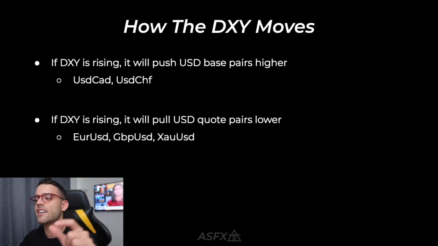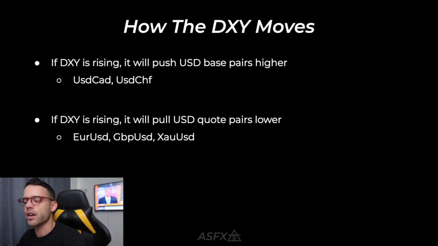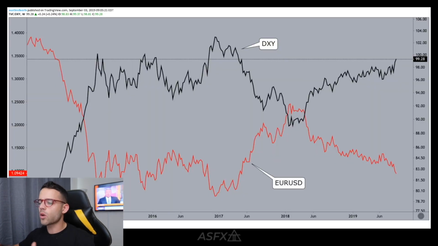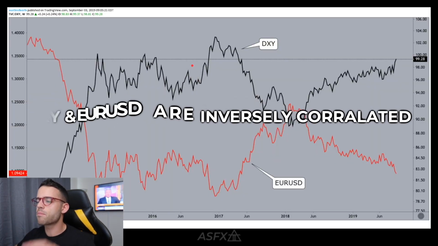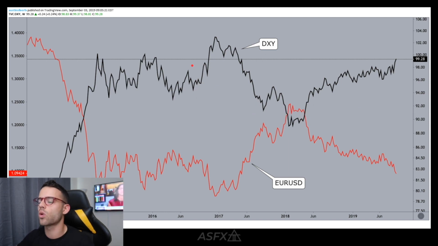So Euro USD, GBP USD, XAU USD, any of those USD pairs on the back end, as I like to refer to it, are going to get pushed lower as DXY is rising because the USD is on the back end. Makes sense. So here we can just look at a few charts. You see the almost exact inverse correlation between the DXY, the black line, and Euro USD. As Euro USD was falling back in 2015, the dollar index was rising. Almost identical here. We're looking at a weekly time frame just because I wanted to show you it over multiple years. You can see it's almost exact.